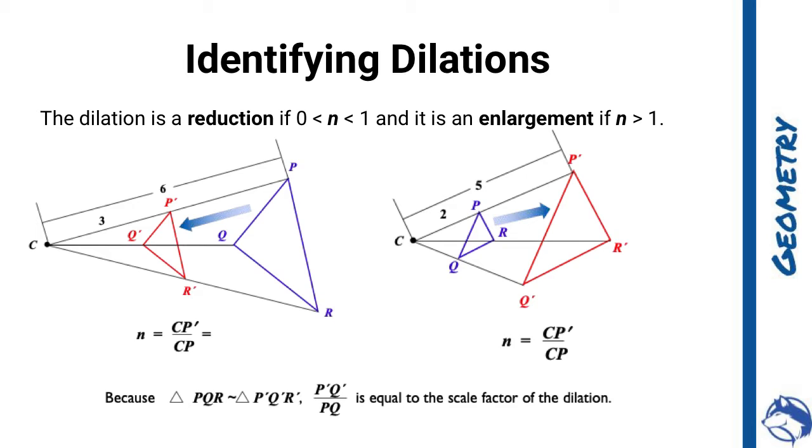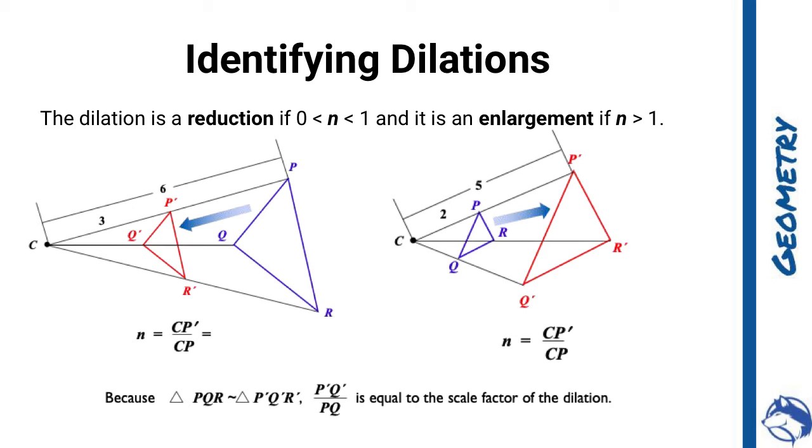So identifying dilation. So the dilation is a reduction if n is between 0 and 1. So for example, if I chose like a half, it would be half the size of what it was. And an enlargement is n is greater than 1. So if I'm doubling it, n would be equal to 2. So here are two examples here.